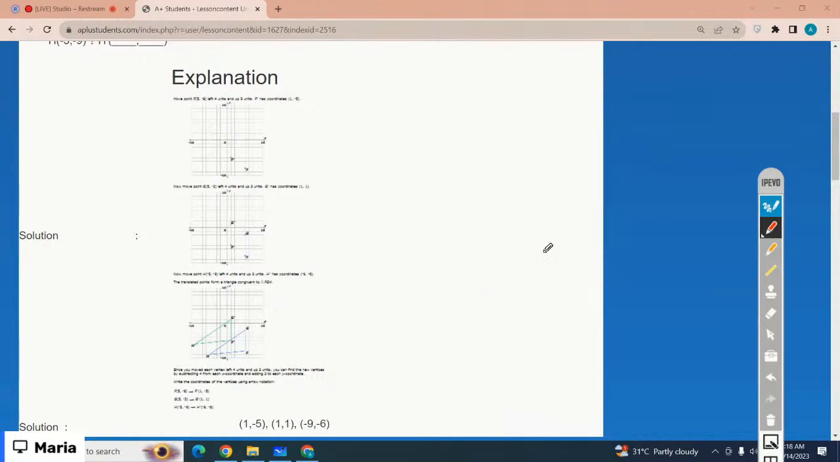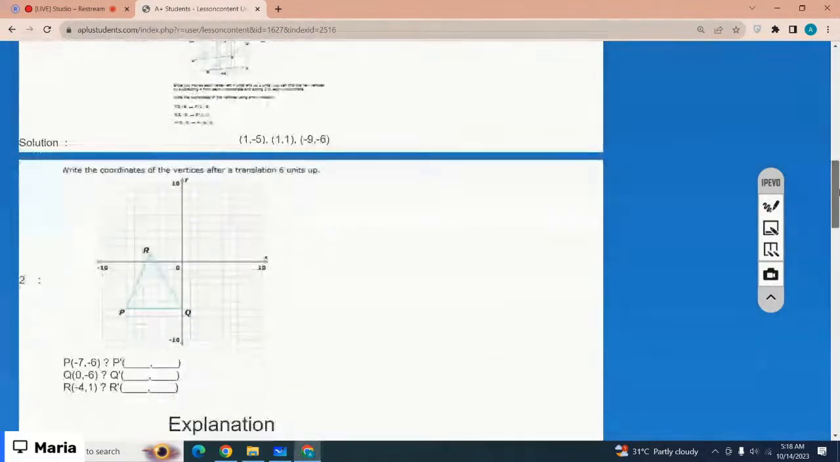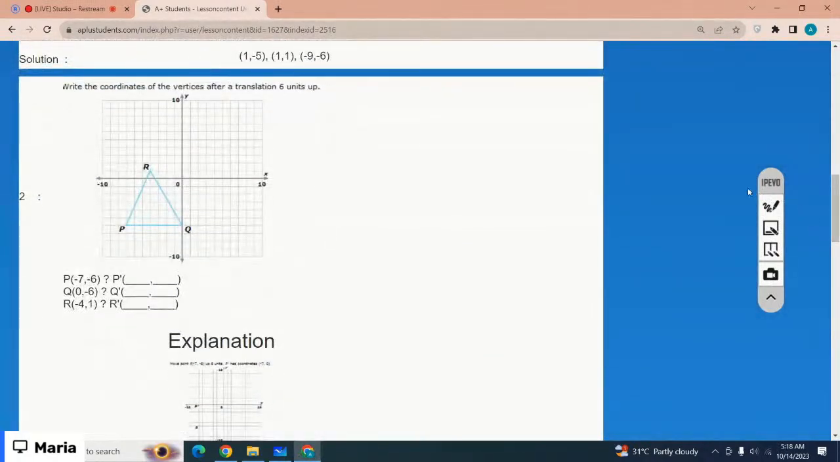Okay, let's just do another example. Write the coordinates of the vertices after a translation of 6 units up. So you have to do 6 units up, right? Okay, when you move 6 units up, just the y coordinates are changed, right?